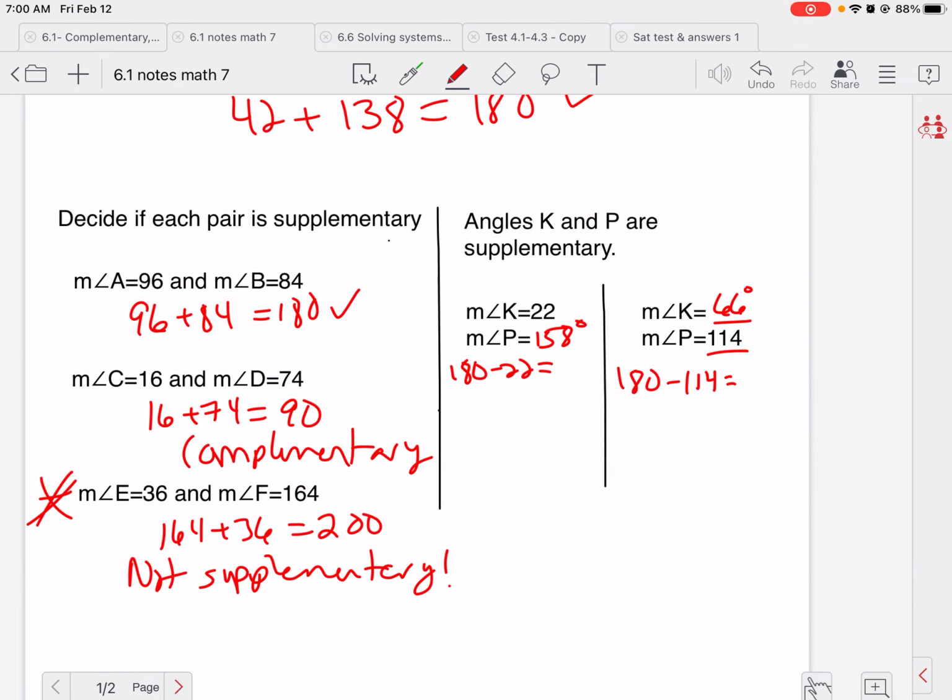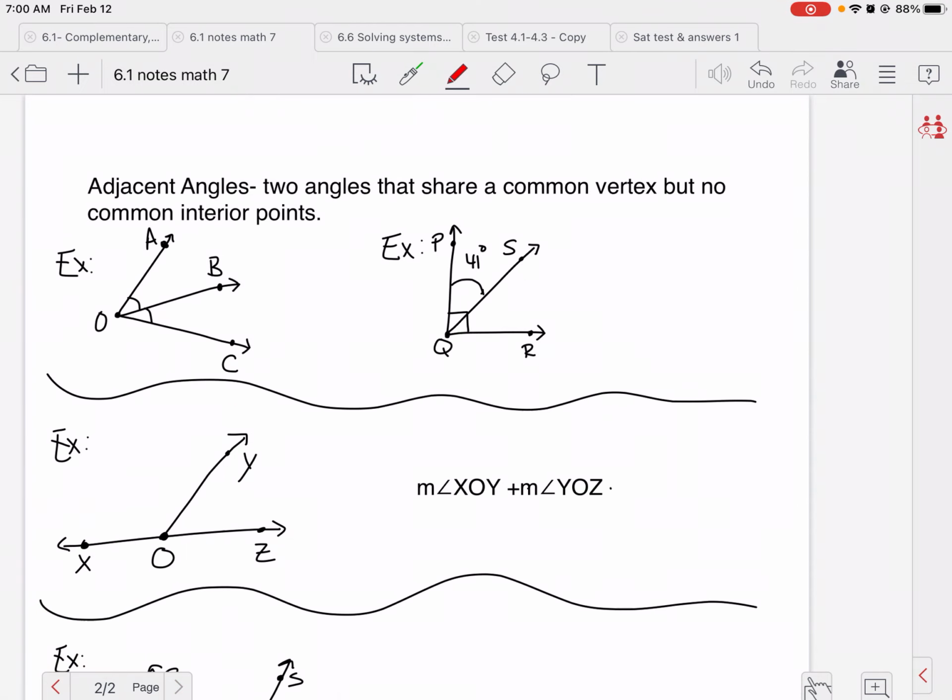So I should be able to give you two angles, and you should be able to decide if they're supplementary. I should be able to give you one angle and you find the supplement, just like yesterday we found the complement.